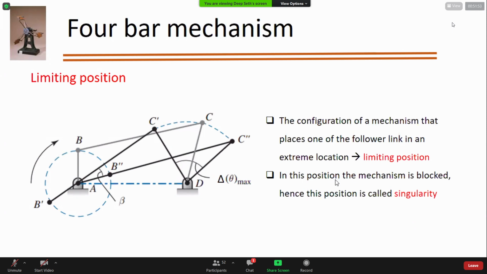In this position, the mechanism is blocked, and hence this position is also called a singularity, because you have restricted one of the degrees of freedom or you're not able to do any task over there because of the blockage of the mechanism. So that's called singularity. For example, over here, you can see these two links are now in the same line and it is blocked. So that's an example of a crank-rocker mechanism.